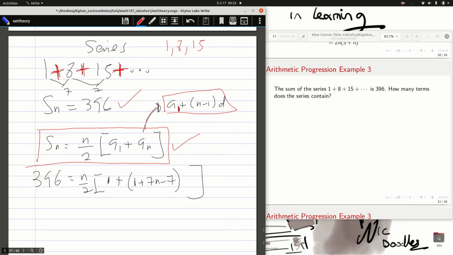So let me do my arrow. How do I find An? An is 1 plus n minus 1 times the common difference. Why do I keep saying divisor? The common difference is 7. You can check that. So I have 1 plus 7n minus 7. That gives me 7n minus 6. Am I right with this?